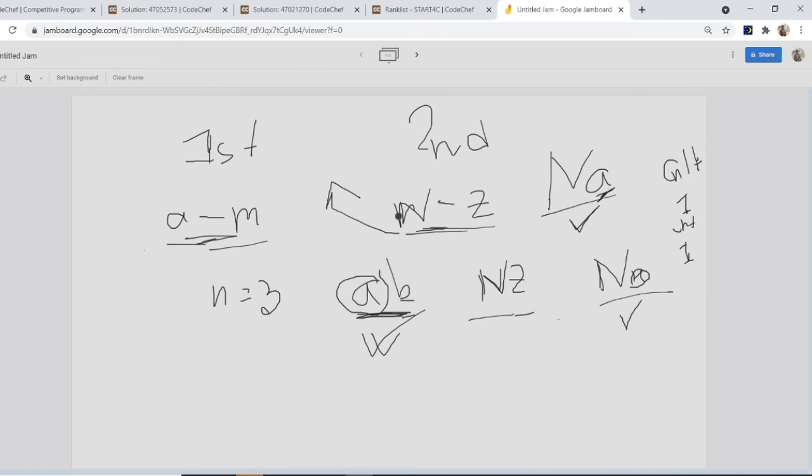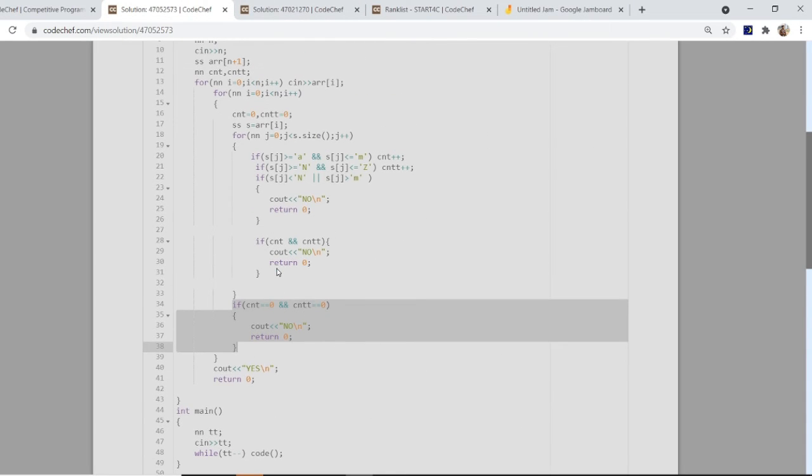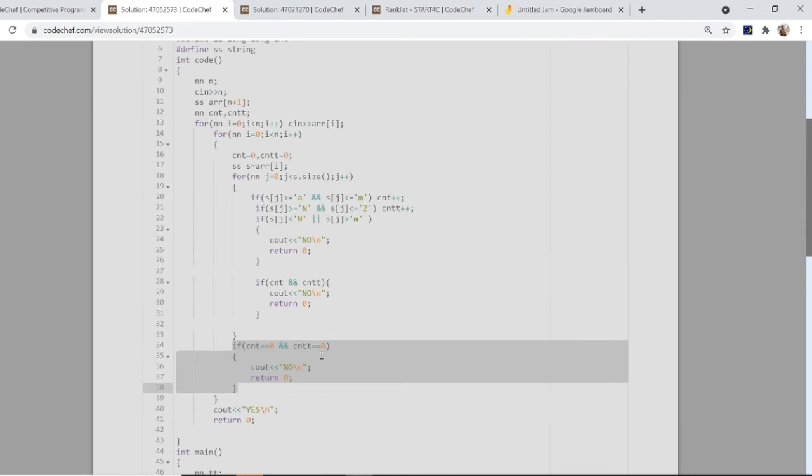This condition means if the total character in a word is out of this value, then we print no. What does that mean? That means I take a word, suppose I take a word A and I take a word N. So A is out of this language category and N is out of this language category. So CNT and CNTT are both 0, right? That is why I print no here. And if the 3 conditions are not fulfilled, then I print yes. I hope you guys get the point.